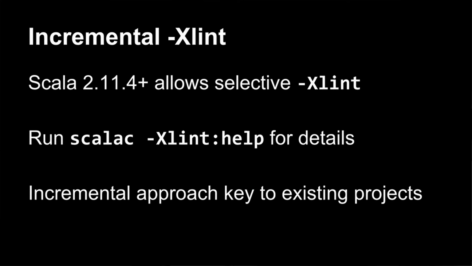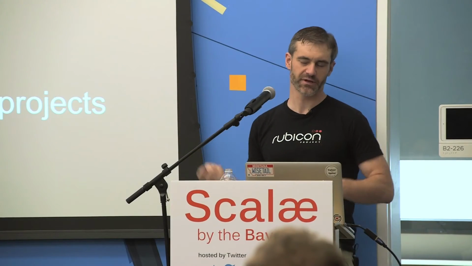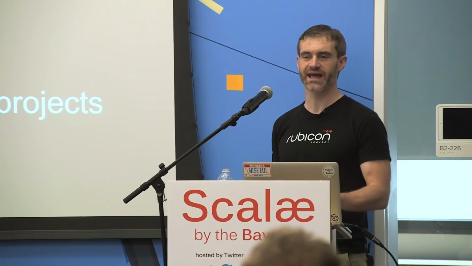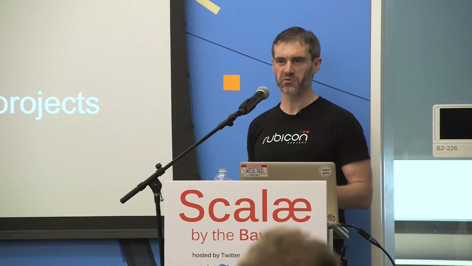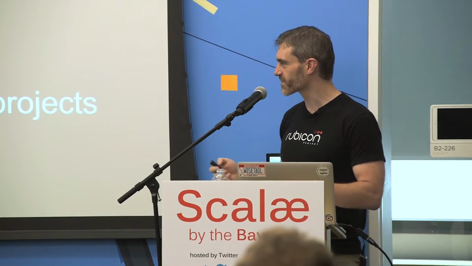So xlint is kind of a big hammer. It enables a whole bunch of things at once. As of 2.11.4, you can get one at a time. You can incrementally enable them, which is really nice if you're trying to add this to an existing project that probably has some unfortunate mistakes.